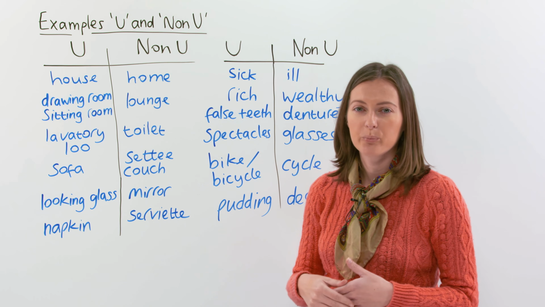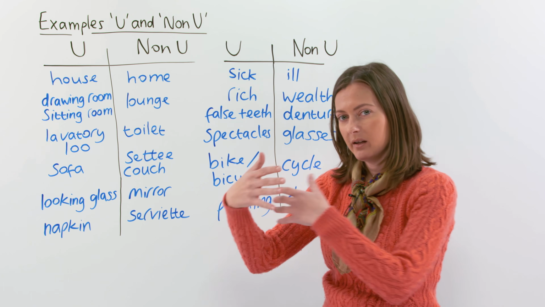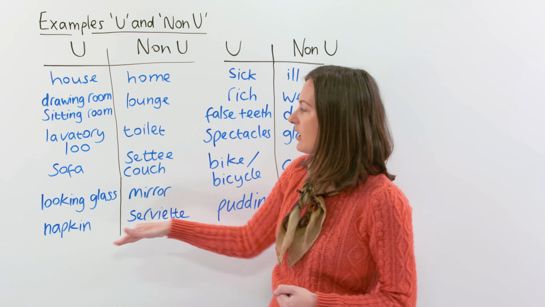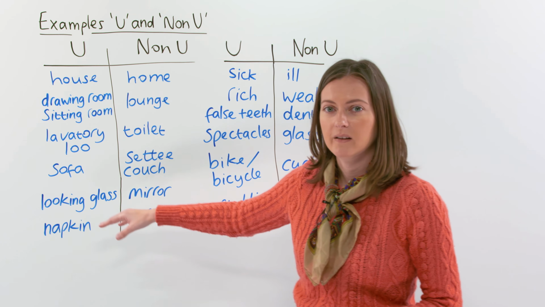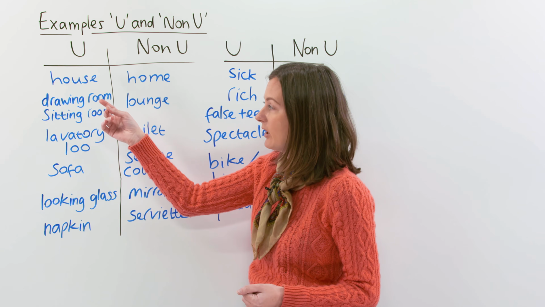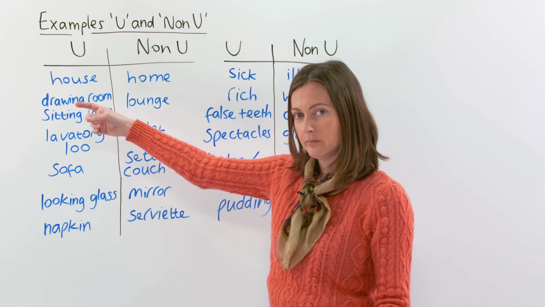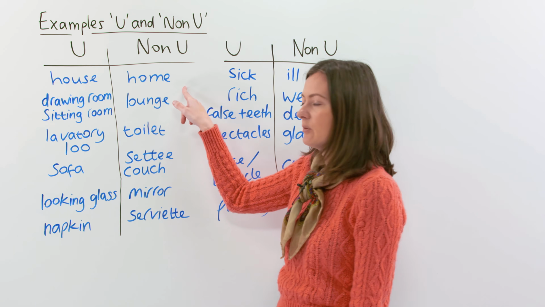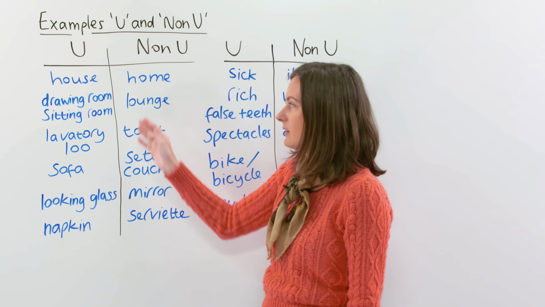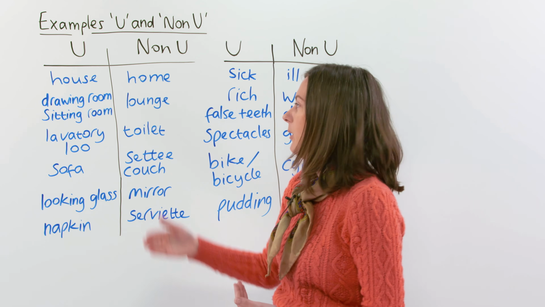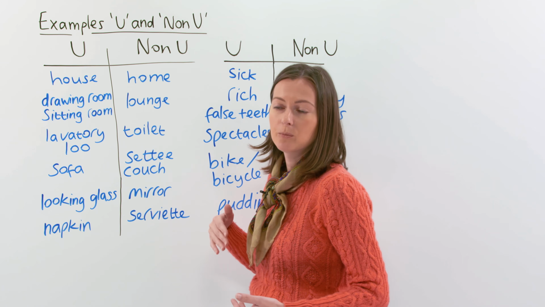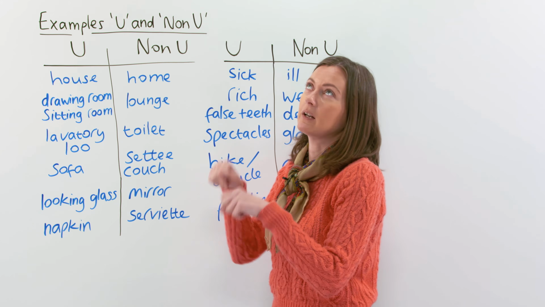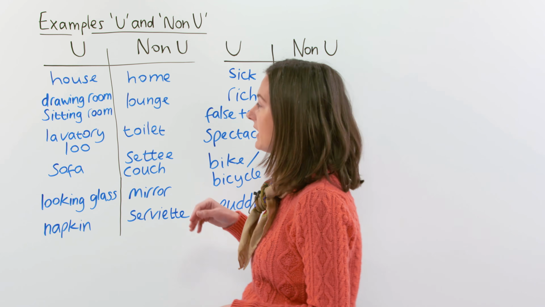Let's look at some examples of upper class words compared to non-upper class words. The first words are all to do with things in the home. So the upper class word is house, and in Nancy Mitford's opinion, the non-upper class word is home. They're synonyms, we use them in the same way, but one word shows that you belong here with the queen, and the other word shows that you're climbing up higher.